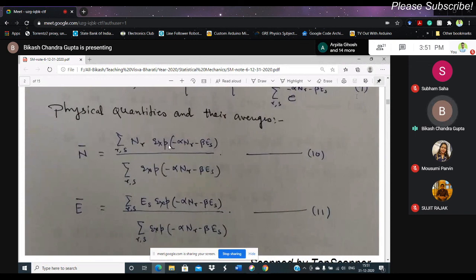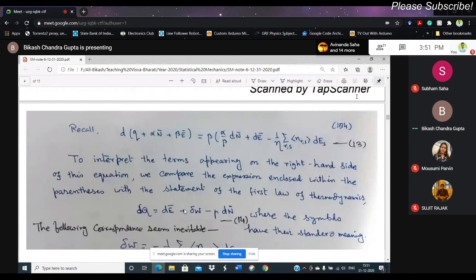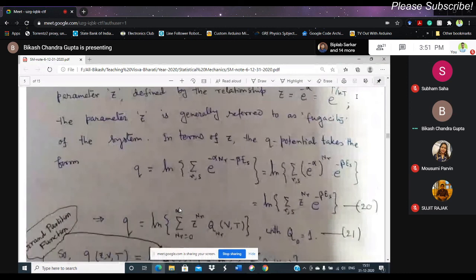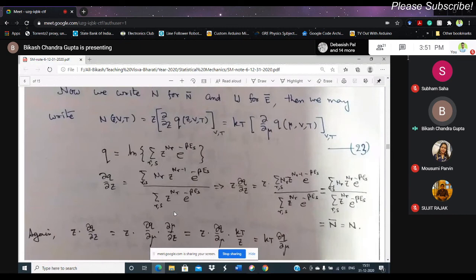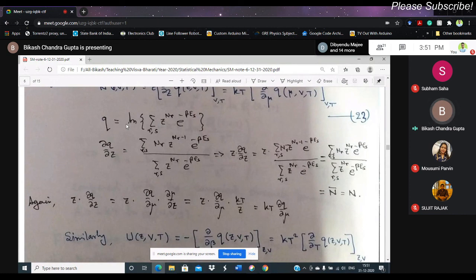Well, this is the N bar, that is okay. But del Z, isn't it? This one. You see that del Q del Z is this, because Q is this, ln of this grand partition function. Del Z is this. I think yesterday, or on Monday, I explained this verbally.